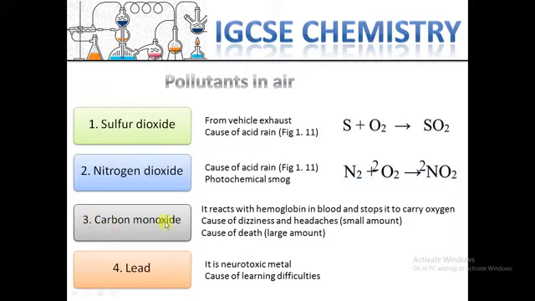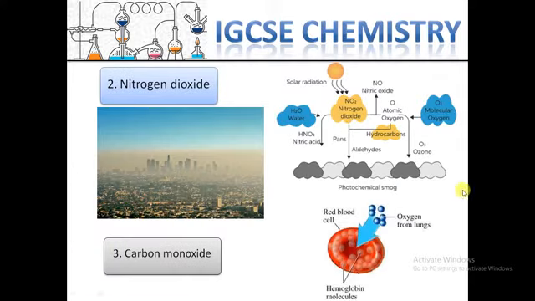The third pollutant is carbon monoxide. Carbon monoxide is able to react with the hemoglobin of our blood and then stop it from carrying oxygen. Here I can show you for more details the hemoglobin, or red blood cells, inside of our blood. When the blood reaches our lungs, this hemoglobin receives the oxygen from our lungs when we are breathing.